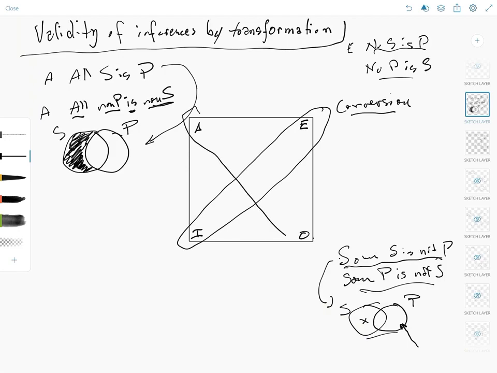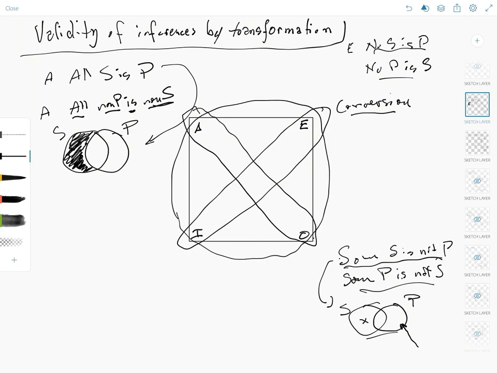And I'm just going to tell you that it's also valid for O, but I'm going to ask you to prove that for yourself by constructing a diagram. And the other thing I'm going to tell you is obversion is valid for all four of the types. Obversion is valid for all four. Okay, so we have conversion valid for E's and I's. We have contraposition valid for A's and O's. And we have obversion valid for all four types.